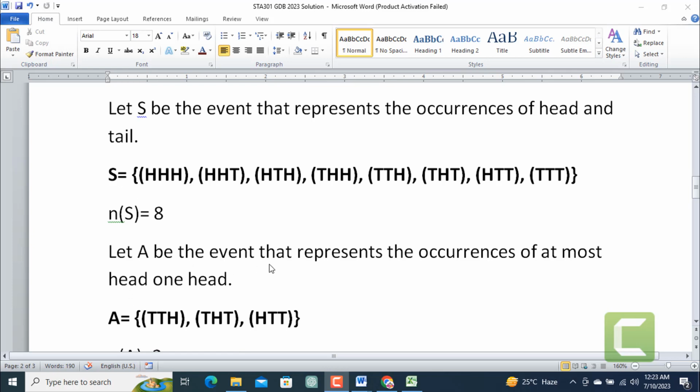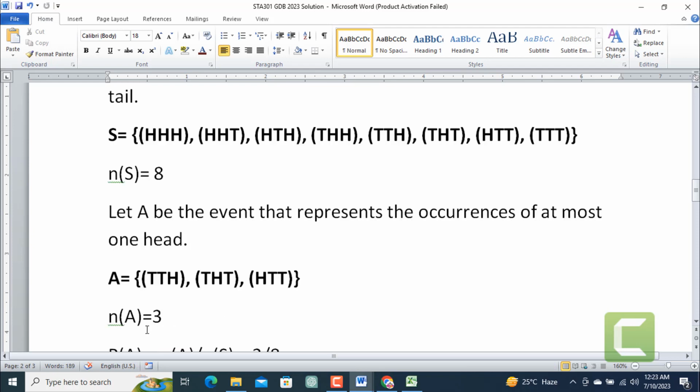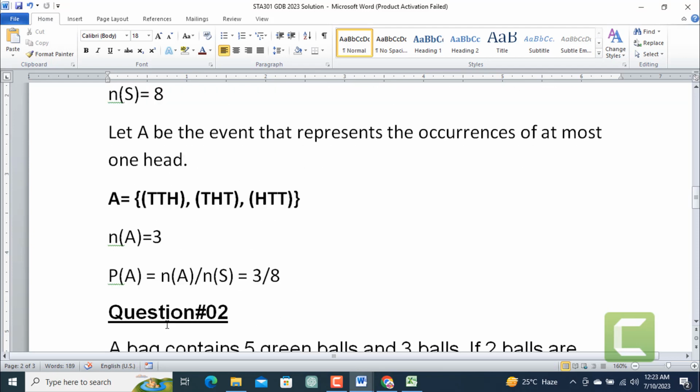Let A be the event that represents the occurrence of at most one head. I have written it 2 times. So here the set A is equal to TTH, THT and HTT. So the number of elements in the set A is equal to 3. Thus the probability of A is equal to n(A) divided by n(S), which is 3 by 8.